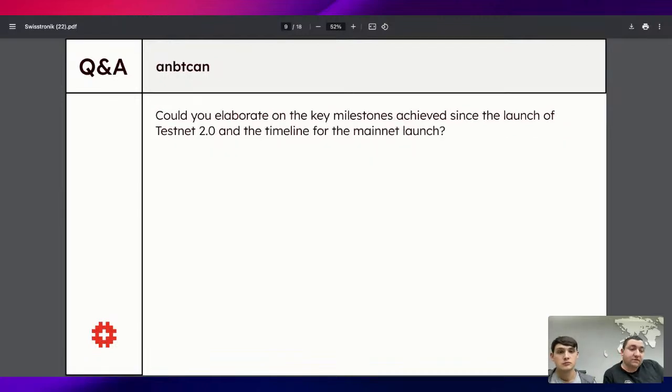The next question comes from ANBC Ken. Could you elaborate on the key milestones achieved since the launch of testnet 2.0 and the timeline for the mainnet launch? So the key milestones right now are the testnet 2.0. I think it started this summer, somewhere there. Yeah. But the question is about the milestones since the launch of the testnet. No, I just wanted to have a small rewind when it started.